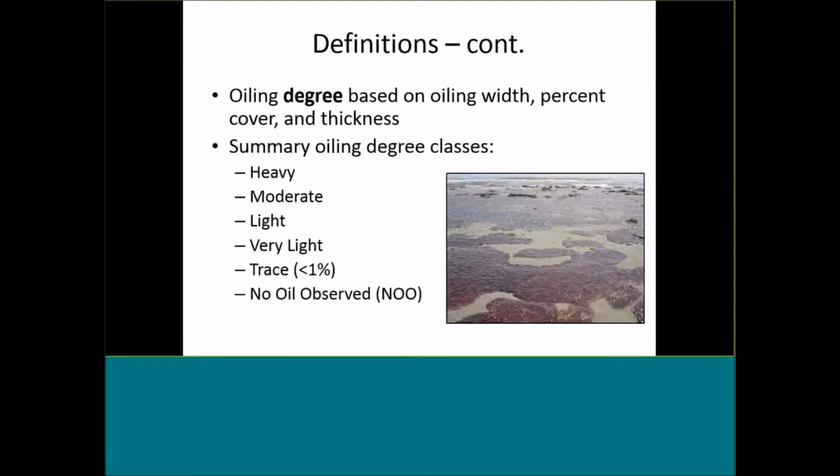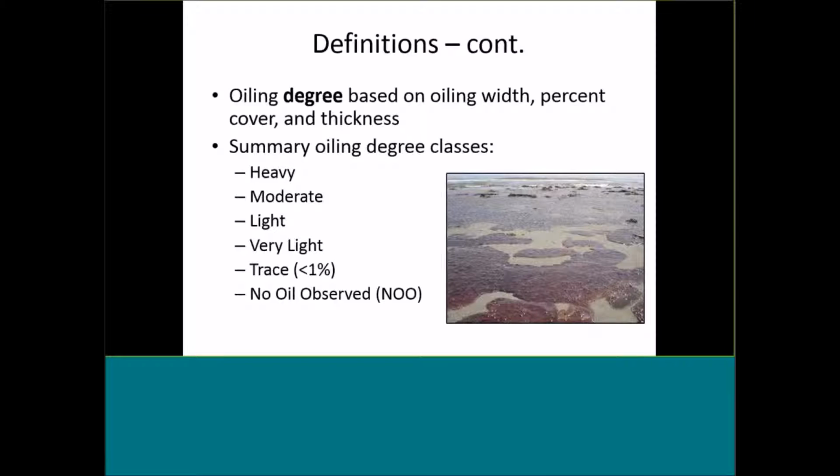Thanks. So some other definitions: oiling degree. Extent is the linear extent along the shoreline. The degree are summary categories you'll hear, like heavy, moderate, light, very light, trace, less than 1% oiling, no oil observed, or NOAA. That's based on oiling width, the cross-shore width of the oiling band on the shoreline, the percent cover of the oil within that oiling band, and then the thickness of the oil.